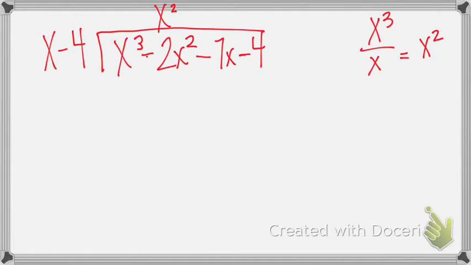So first we divide, then we multiply. So I'm multiplying x squared times x minus 4. And x squared times an x is an x cubed. And an x squared times a negative 4 is a negative 4x squared. So we've divided, we've multiplied, and now we have to subtract.